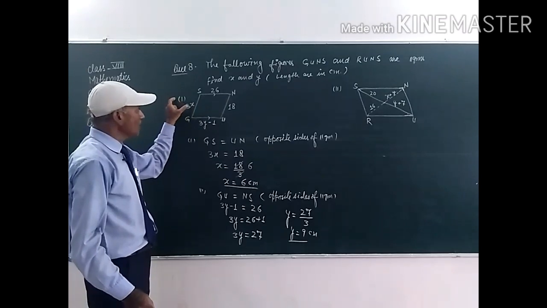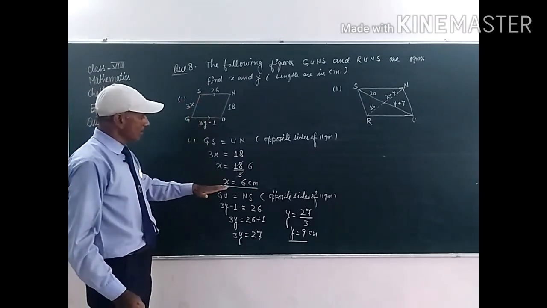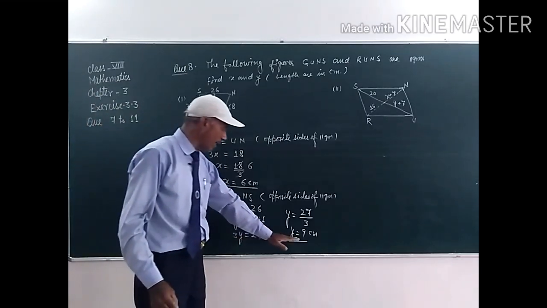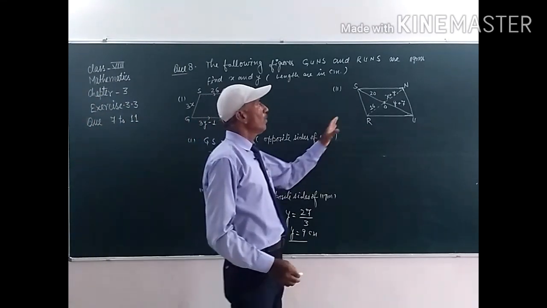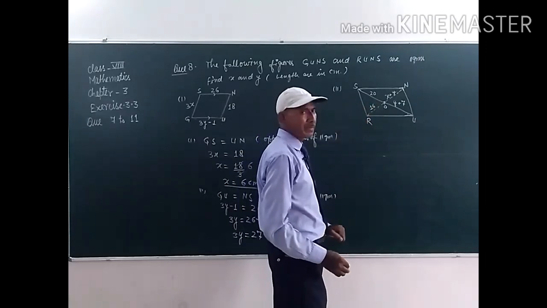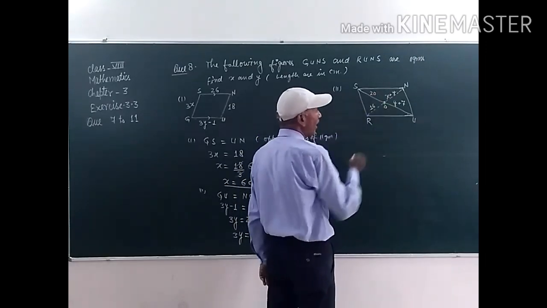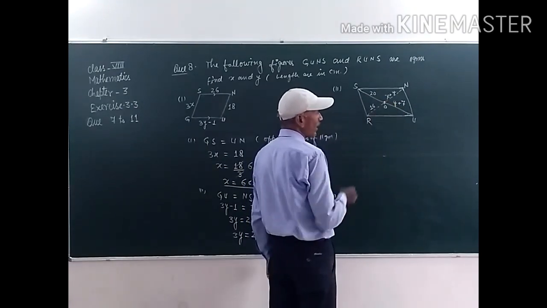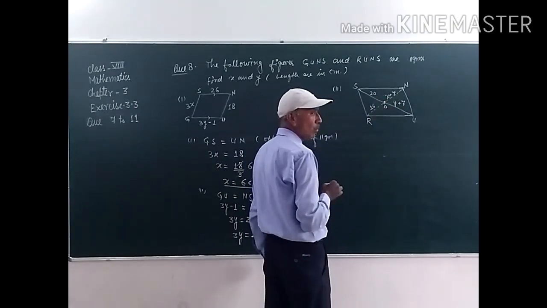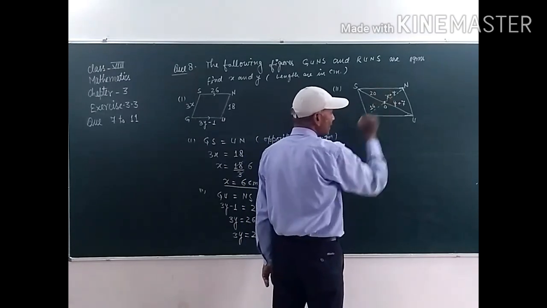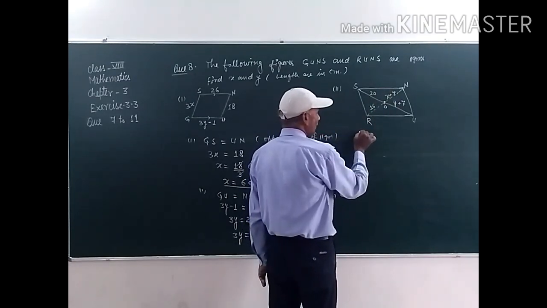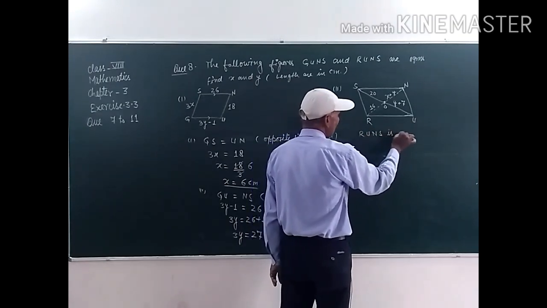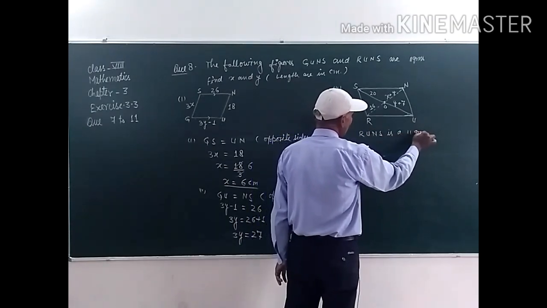In first part of the question, the value of x is 6 centimeter and the value of y is 9 centimeter, student. Now we have to solve the second part of the question, student, and in this part the diagonals are given here, and let the intersection point of this diagonal be O. So this figure is a parallelogram, means RUNS is a parallelogram.